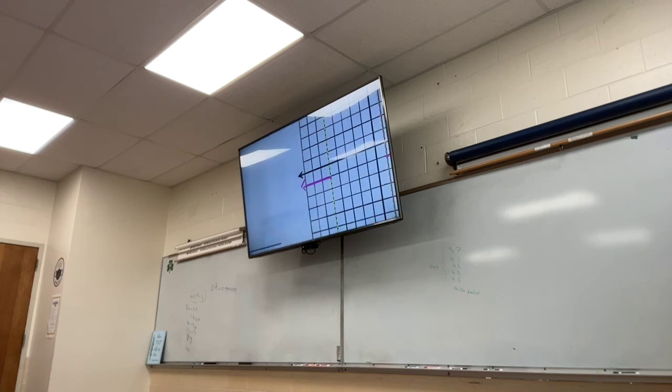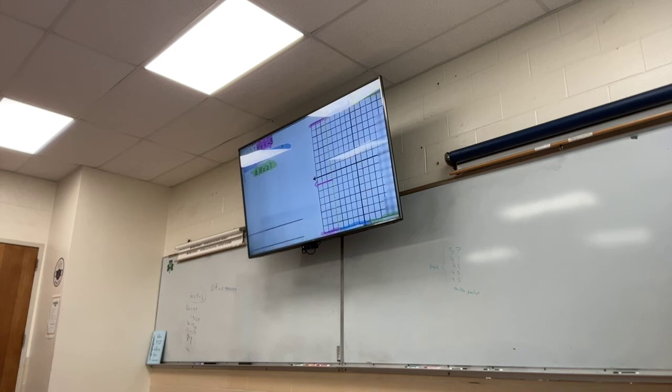Is it going to get a solid dot or a hollow circle, and why? Solid dot, right? Because x is less than or equal to negative 5. So it's going to get a solid dot. Okay. Now we're perfectionist.